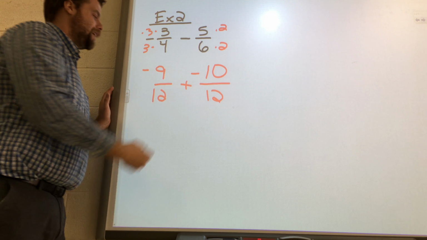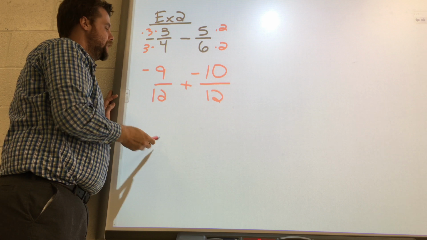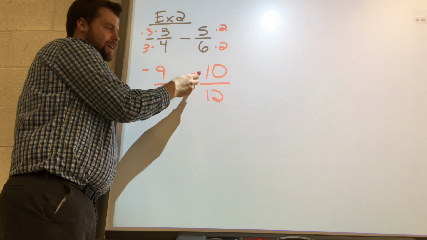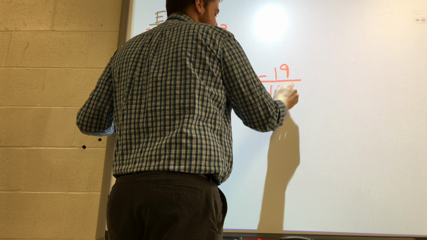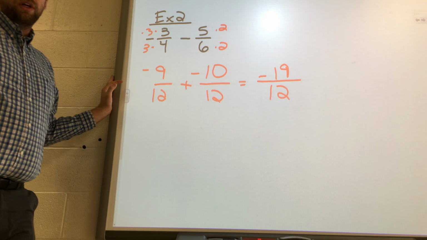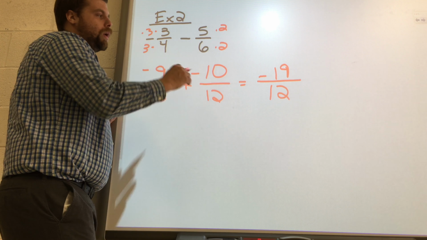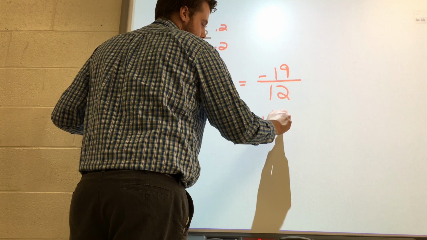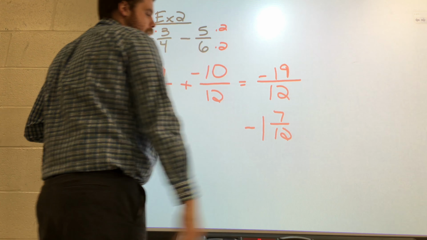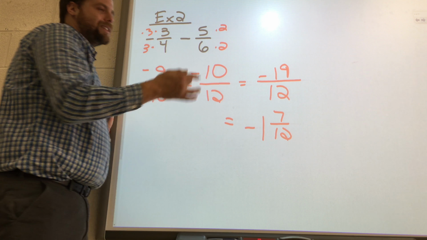All right, now that I have the same denominator, I can add the tops. In this case, I got negative 9 plus negative 10, and that's negative 19 over 12. Now, I can leave it as an improper fraction, or I can change it to a mixed number. 12 goes into 19 one time with a remainder of 7. So your answer is negative 19 over 12 or negative 1 and 7/12.